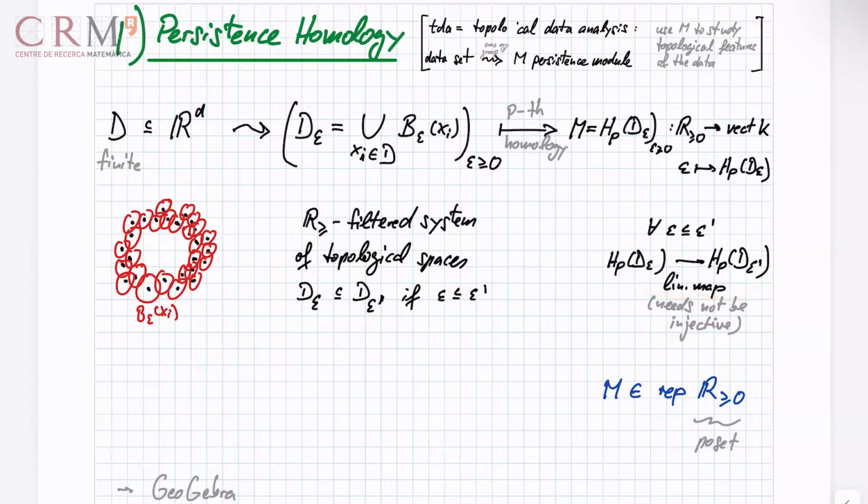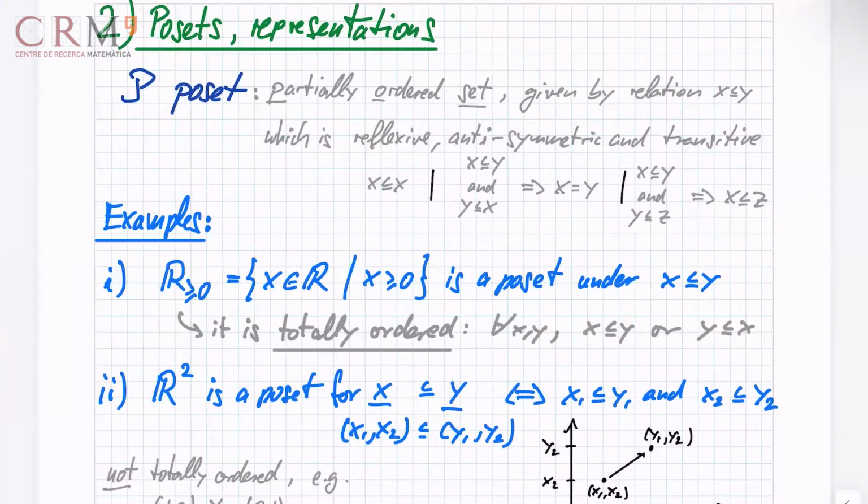Okay. And so we get a system of linear maps between vector spaces, one vector space for every positive real number. And this is what is called the persistence module. So this is what we want to study now in detail. What am I talking about? What is a persistence module in general, and so on? So in particular, what does this one here mean? I will spend the next couple of minutes just defining those notions. Okay, so let me start talking about posets and representations.